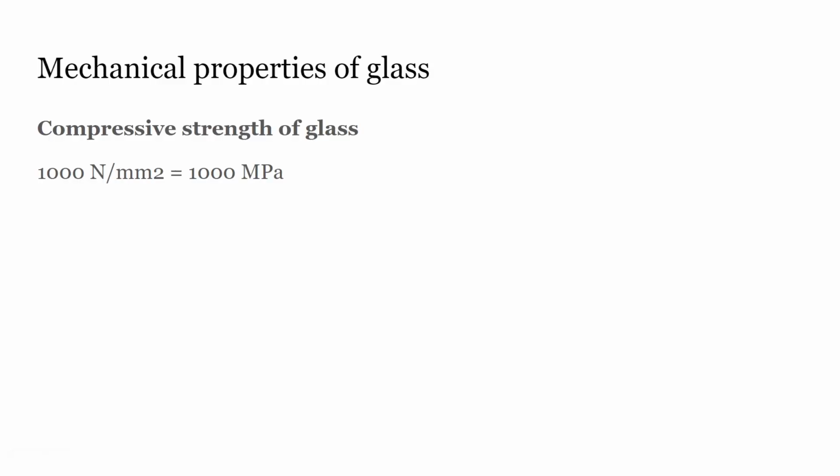So let's first take a look at the mechanical properties of glass to see how this is actually a misrepresentation. The compressive strength of glass is basically how much force it can take without breaking per unit area. For a typical pane of glass used in a household, it's 1,000 newtons per millimeter squared, or in terms of pressure, 1,000 millipascals. So it takes 1,000 newtons of force if that force is concentrated over a square millimeter.